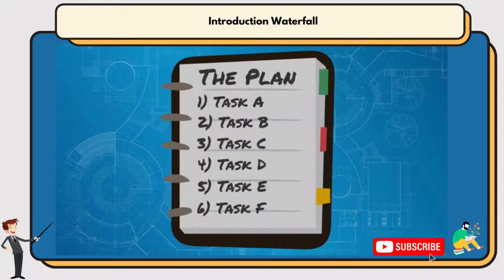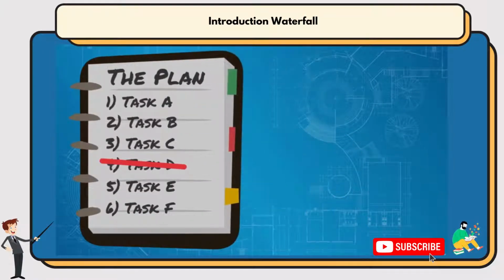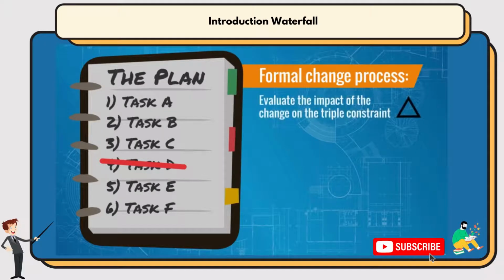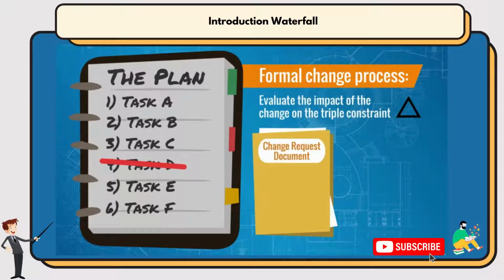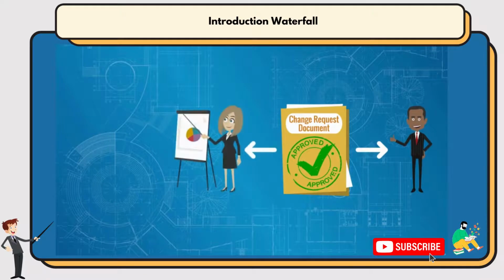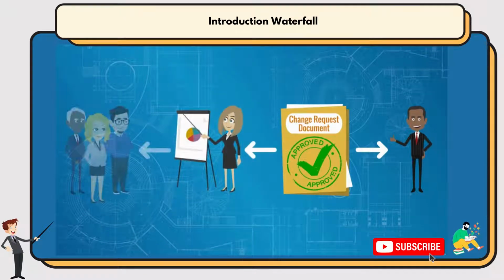If a change to the plan is required for any reason, it has to go through a formal change process. First, the impact of the change on the triple constraint must be evaluated. A detailed change request document containing all this information must then be created, after which it will be submitted to the project sponsor for approval or not. If approved, it is essential that the project manager update the plan, communicate with the team and coordinate the change. We already know this from the change management lesson in the monitoring and control chapter.